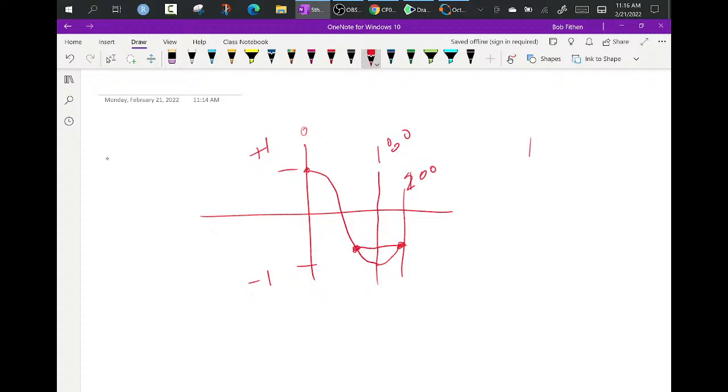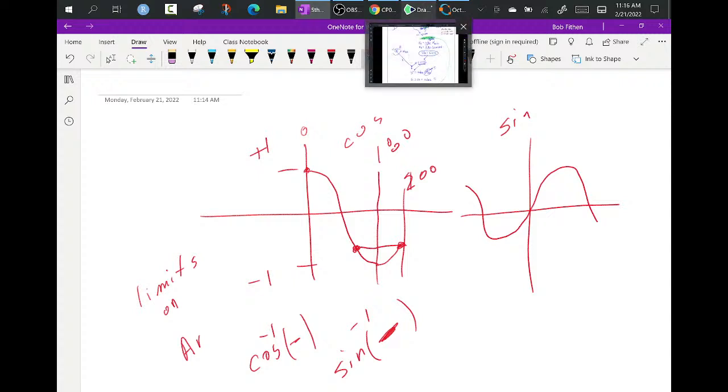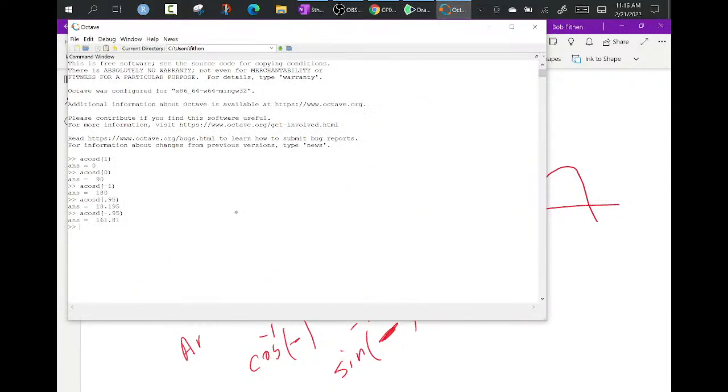Sine does something similar, but it starts here. I'm trying to do a decent job on the drawing, but there's your sine, and there's your cosine. So there's a limit on the arc cosine and arc sine, the inverses. Your problem is that you're not going to get the right angle sometimes, and this is an attempt to look at that.